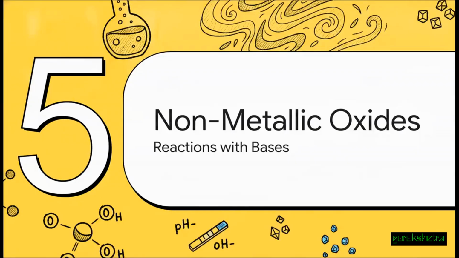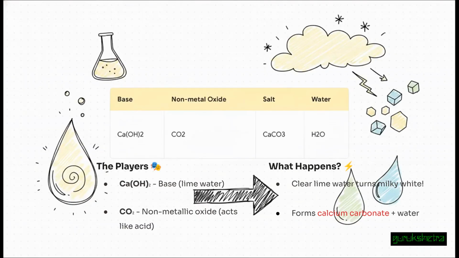Section 5, Non-Metallic Oxides and Bases. Let's flip the script. So if metallic oxides act like bases, you might logically guess that non-metallic oxides act like acids, right? And in a lot of cases, you'd be totally right. Take a look at this reaction. We have calcium hydroxide, a base, reacting with carbon dioxide, which is a non-metallic oxide.